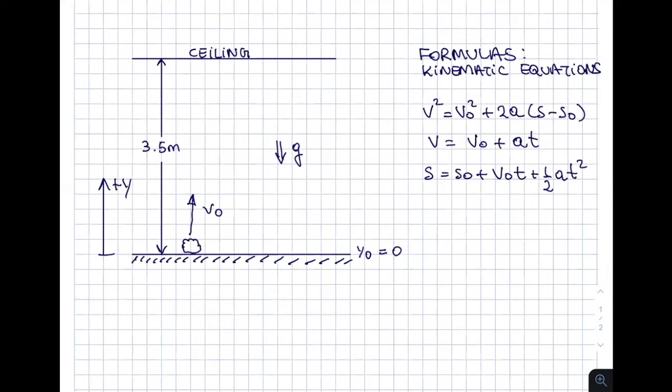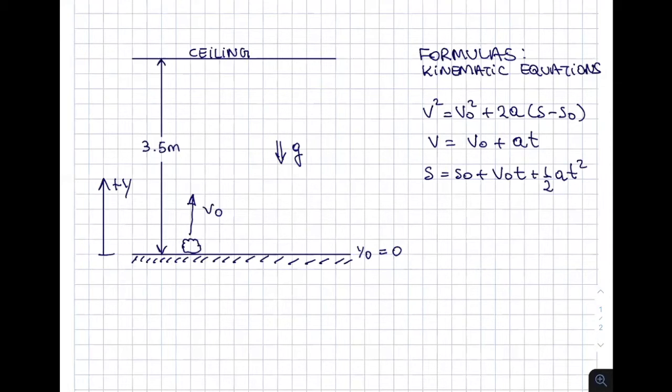This video will cover 1D kinematic problems in freefall. The problem states there is a sticky ball and is going to be given an initial velocity starting from the ground. The ground is 3.5 meters below the ceiling, and when the ball is thrown, we want it to adhere to the ceiling.